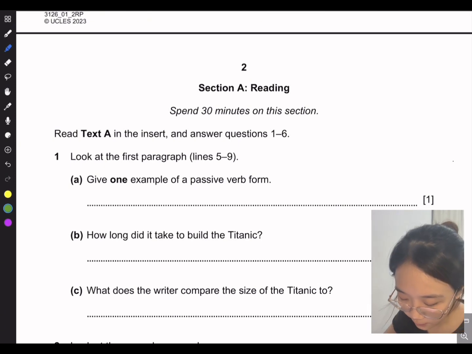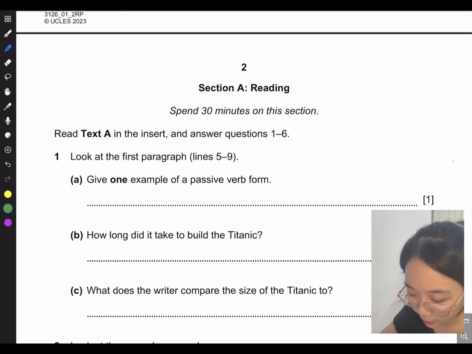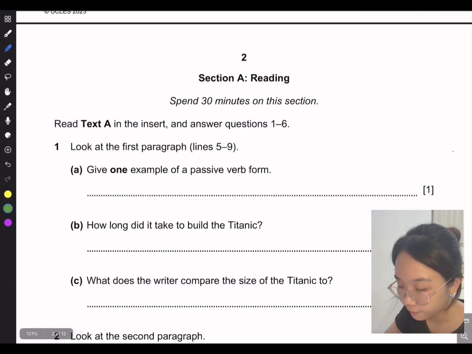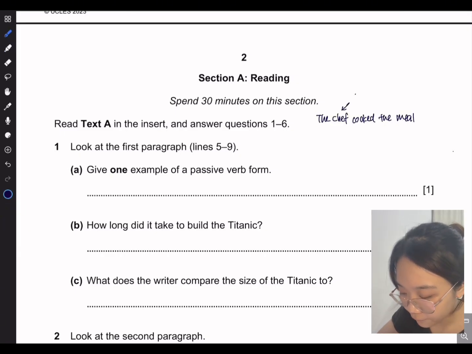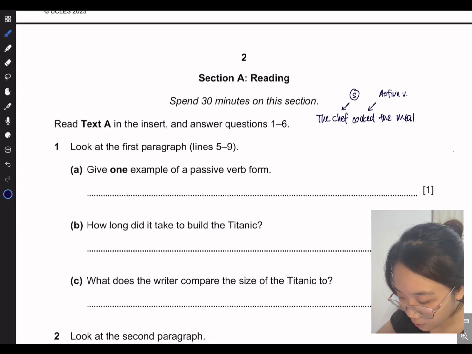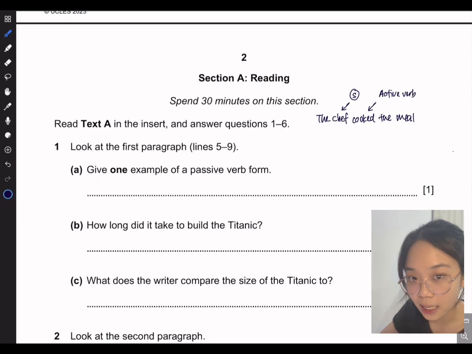Okay, so for the first question is, look at the first paragraph from line 5 to 9. Okay, so 1A, give one example of a passive verb form. Okay, so first and foremost, you have to differentiate between what is active and what is passive voice. Okay, so this is an example of active voice. Okay, so chef here is referring to subject. Cook here is active verb because it is active voice.